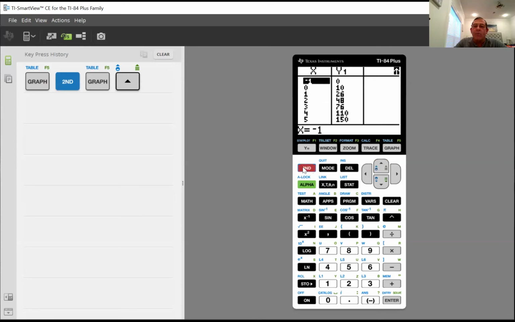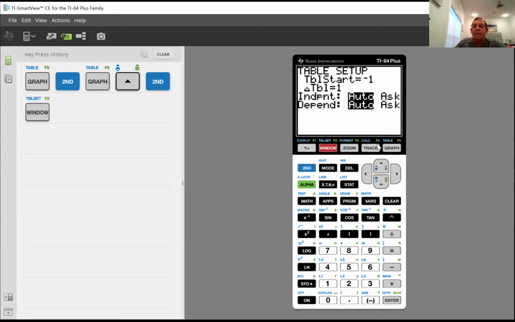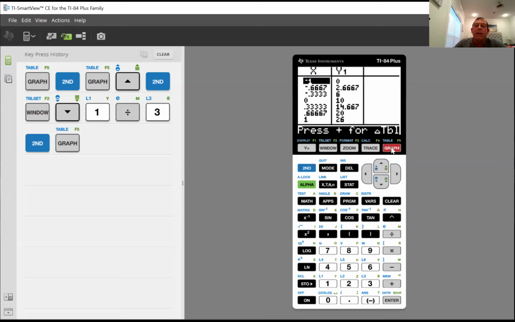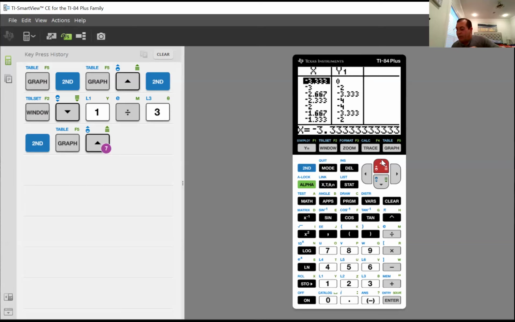So I'm going to go to second window and we're going to set our table. Now, your first number was a 3, so we want your table to be 1 divided by 3. Now, we don't have to worry about the graph. We're going to go back to that table. So hit second graph and go to our table. Remember, that was in between 3 and 4 on the negative side. So let me arrow up until I can get that other one. So I'm at -2, -3. Oh, there it is. At -3.33333.